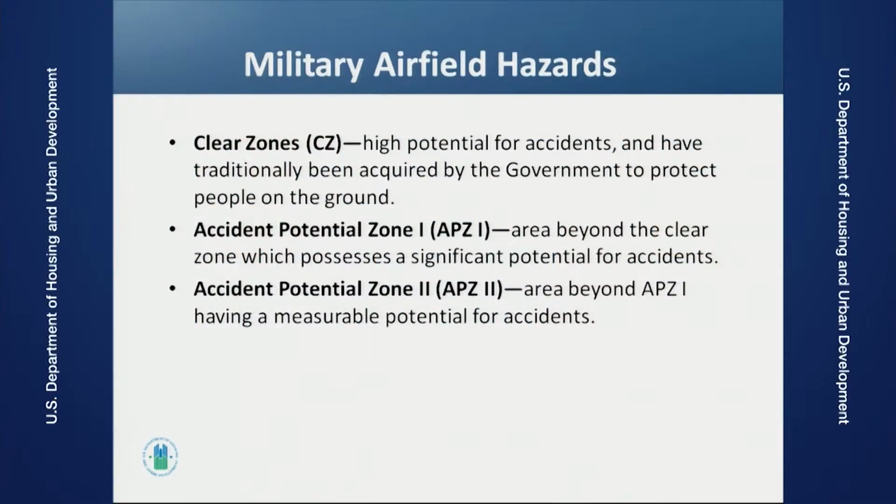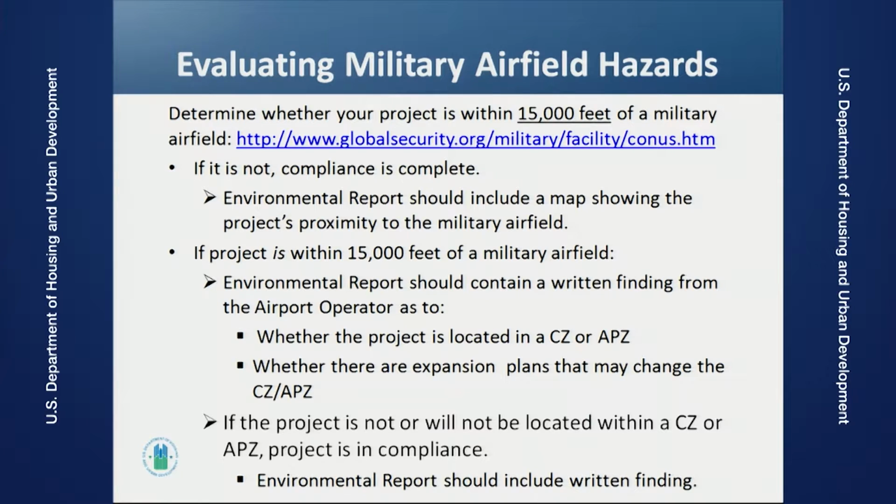Okay. For military airfields, like we talked about before in the graph, we're dealing with the clear zones, which have the high potential for accidents, and then the accident potential zone 1 and the accident potential zone 2. When you're evaluating a military airfield, the threshold distance is 15,000 feet. This is a website that you can go to for getting information on military airfields near your project site. If you're not within 15,000 feet, your project is in compliance.